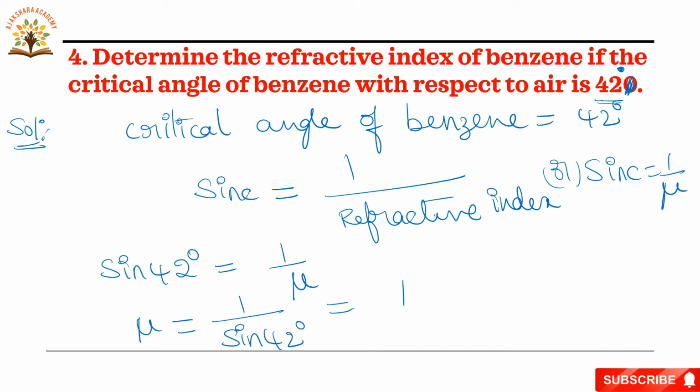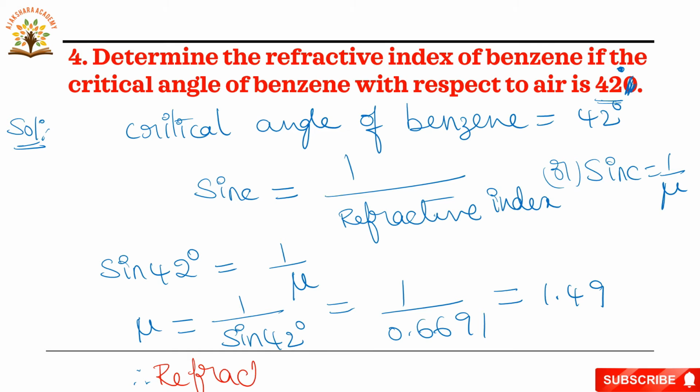Sin 42 degrees value is 0.6691. So this is equal to 1.49. So the refractive index of benzene is 1.49. Okay. Next, we will go to the next question.